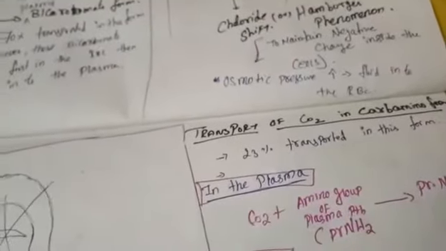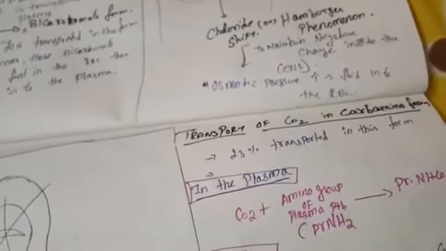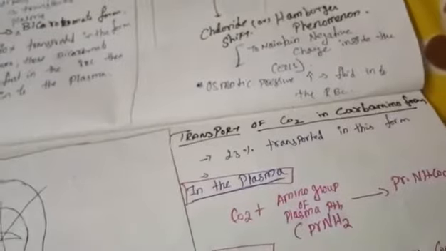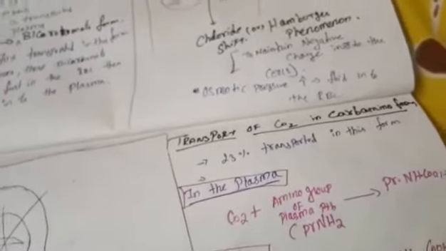So till now we saw how carbon dioxide is diffused from the tissue into the blood capillaries. From the blood capillaries, how is it transported? It is transported in three forms: one is dissolved form, the second is bicarbonate form, and the third is carbamino compound form. Of these, the bicarbonate form is 70%. We already saw about the chloride shift.